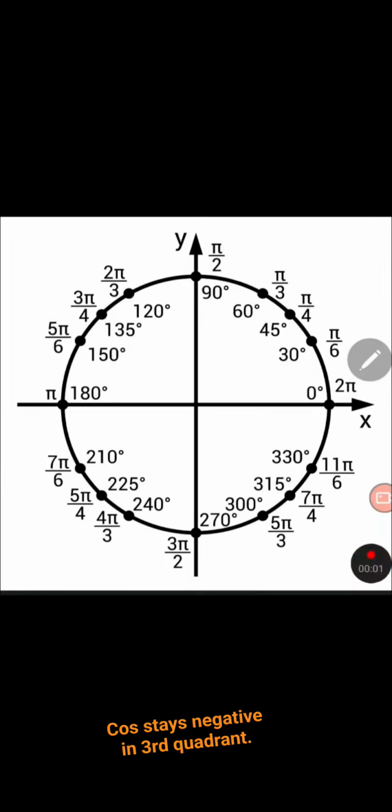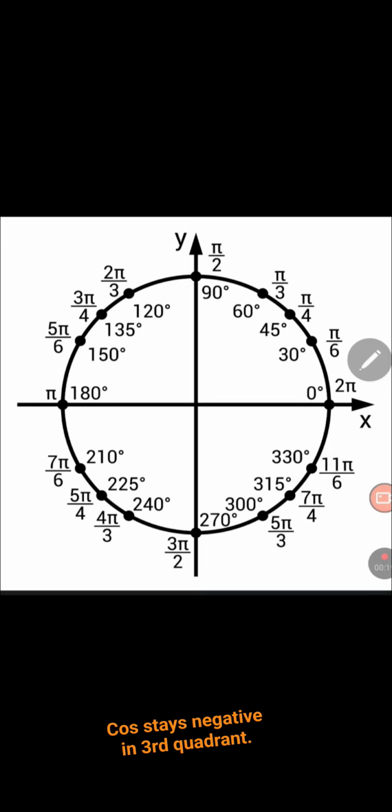Hello guys, this is a class 11th trigonometry question. Today we are going to learn a class 11th question, that is cos 7 pi by 6. We are going to learn the splitting method, in which we break it down into two parts. So 7 pi by 6 can be written as pi plus pi by 6.